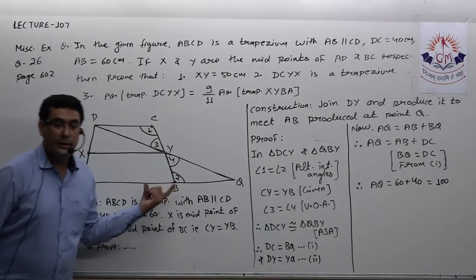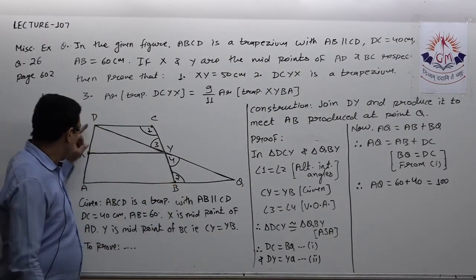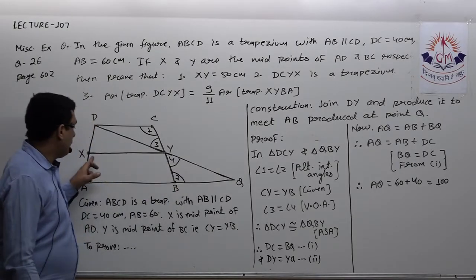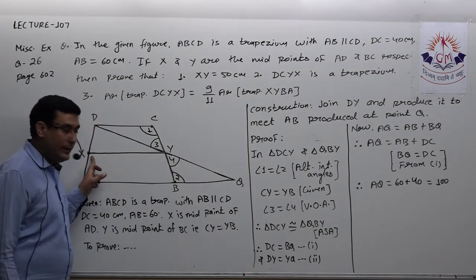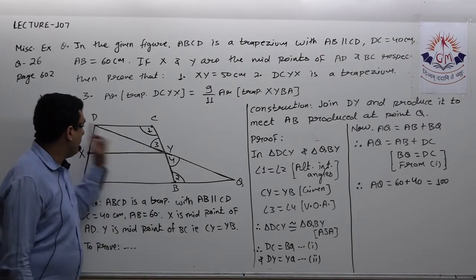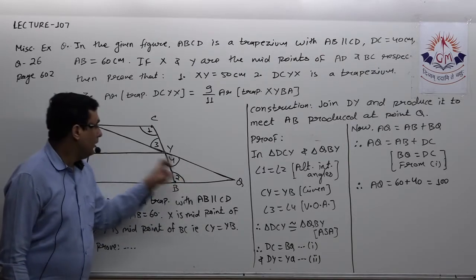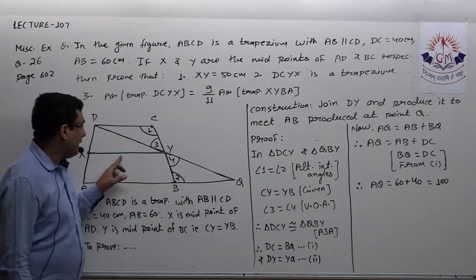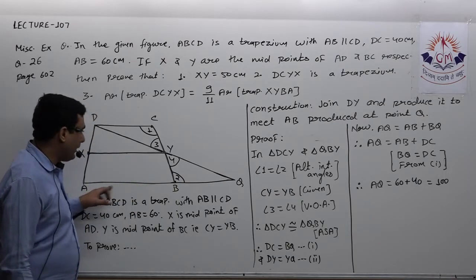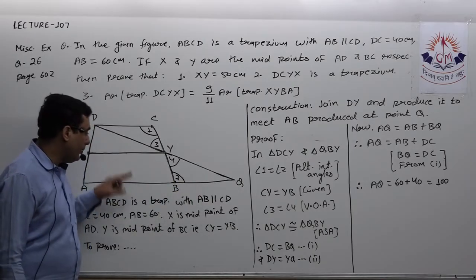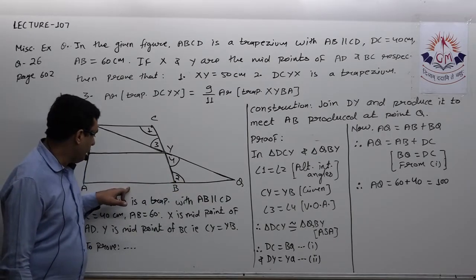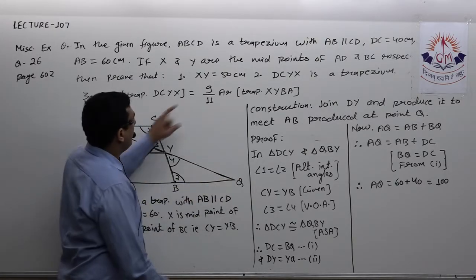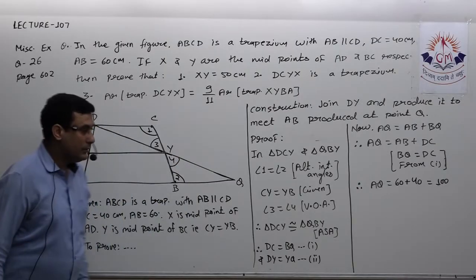Now, what is the need to get the length of AQ? Because now I am going to apply the midpoint theorem in triangle ADQ, because I have X is the midpoint of AD, given, and Y is the midpoint of DQ, proved. So XY will be parallel to AB, as well as XY will be parallel to AQ, as well as XY will be equal to half of AQ. So here I get the length XY, that is 50. So first thing I will get.